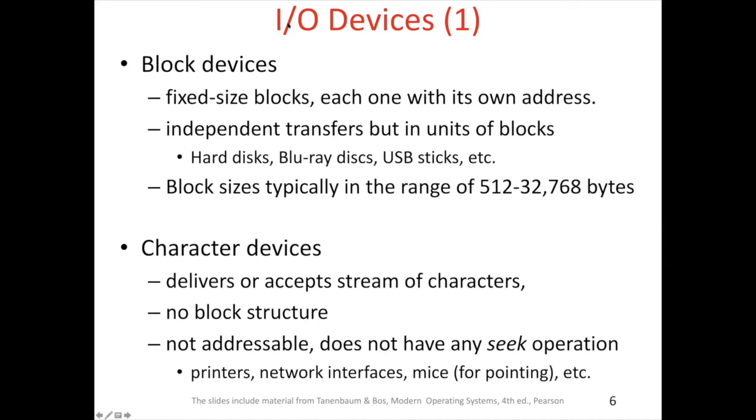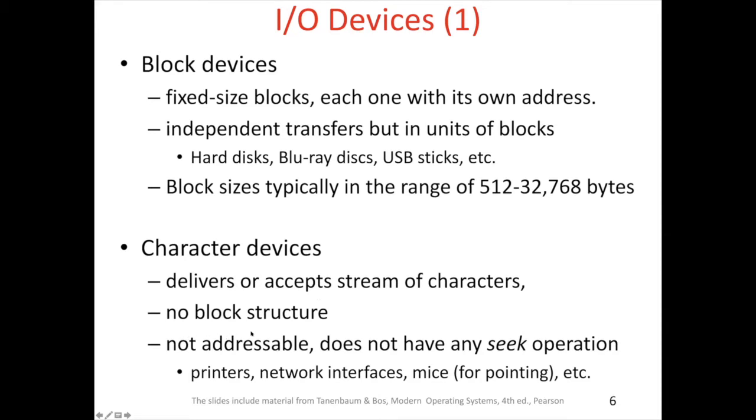As input-output devices, we have two types. One is block devices and the other is character devices. In block devices, we have fixed-size blocks, each one with its own address. Transfers are independent, but in units of blocks, for example, hard disks, Blu-ray disks, USB sticks, etc. Block sizes are typically in the range of 512 to 32,768 bytes.